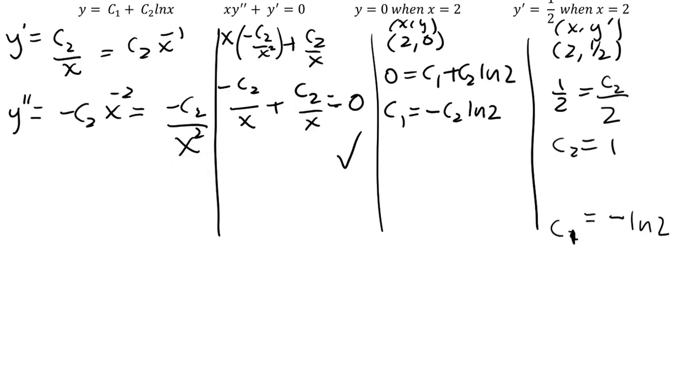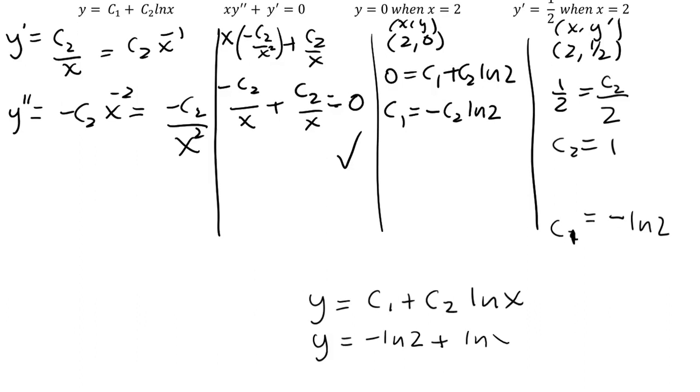So now, if we write our particular solution, you don't have to copy this over. I'm just doing it to show you how things match. Look, here's our original one here. We're replacing c1 and c2 with what we just found them to be. So c1 we can replace with negative natural log of 2. We can replace c2 with 1 and just get natural log of x.